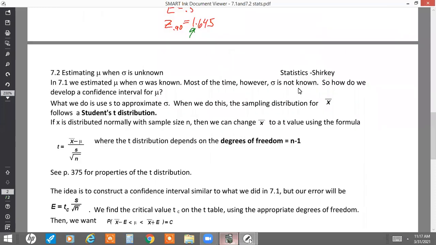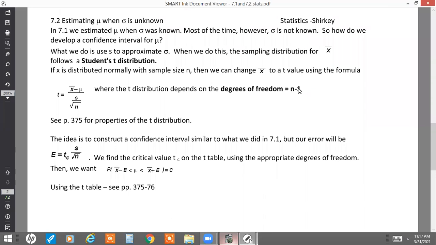And here's section 7.2. Realistically, in real life, you don't know sigma because you haven't sampled everything in the population, right? So how do we estimate mu when sigma is not known? Well, what we do is, instead of using a Z distribution, we use something called a student's T distribution, the history of which is talked about at the beginning of this section in the textbook.